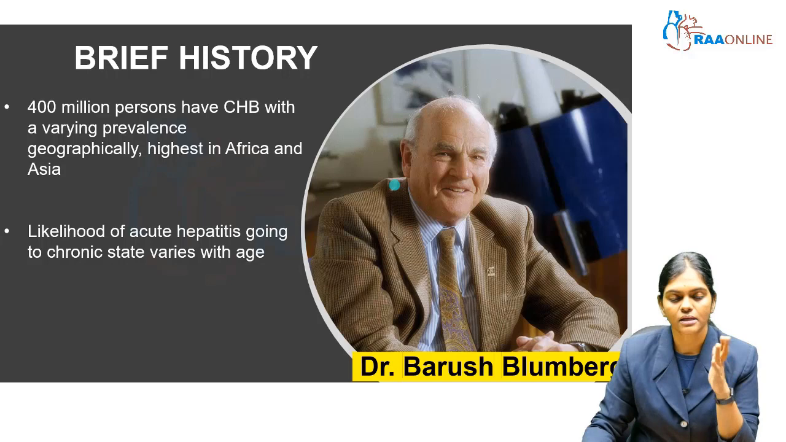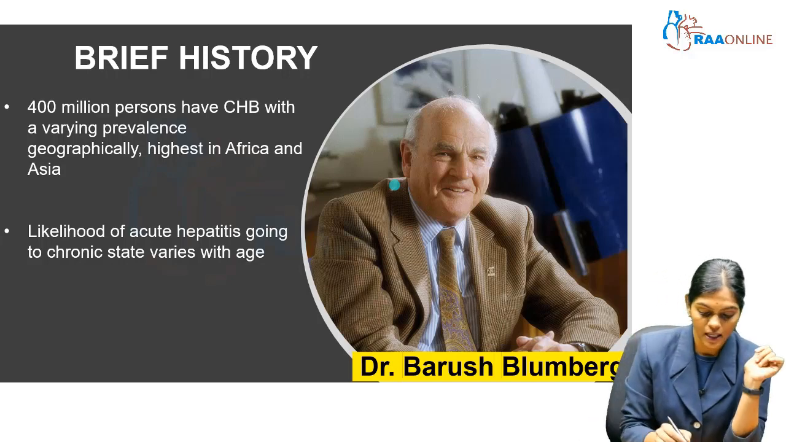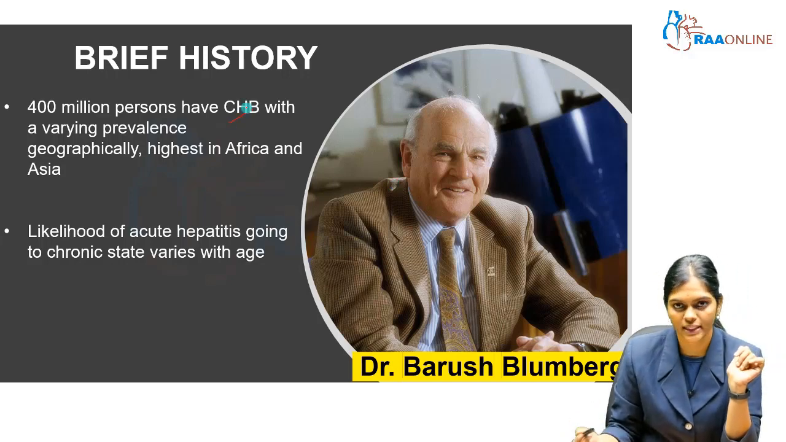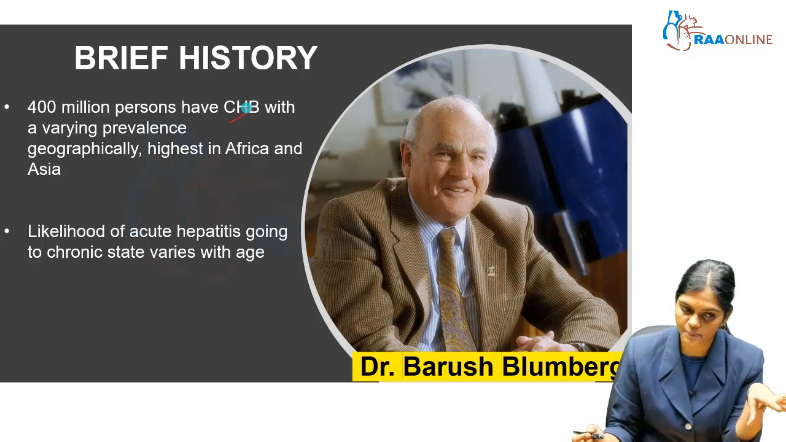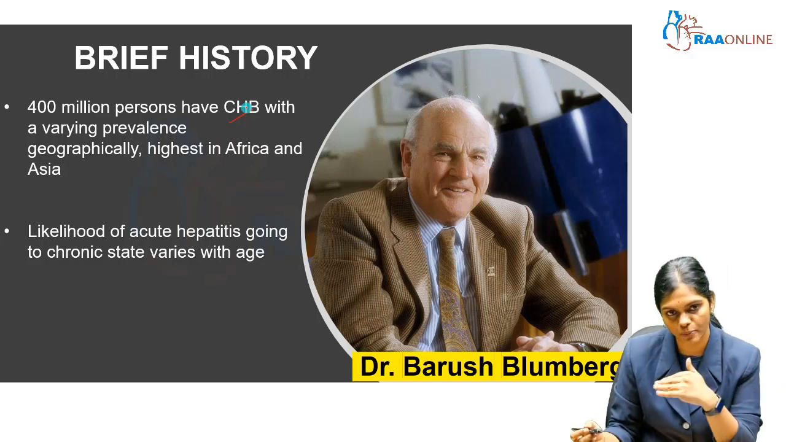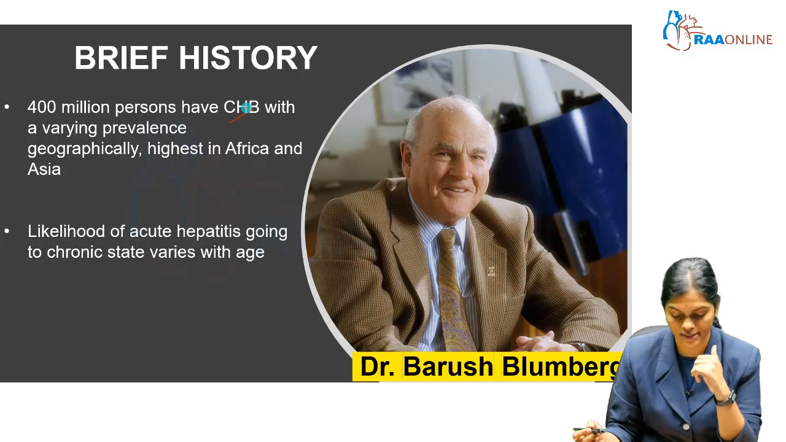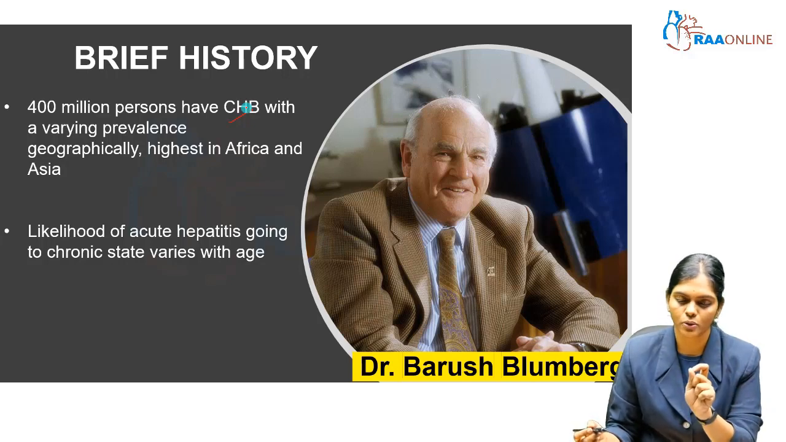Okay. And so 400 million people have chronic hepatitis B with a varying prevalence. And the likelihood of an acute hepatitis going to a chronic state varies with age. Actually, the younger the person has acute hepatitis, the more the propensity for the person to go into a chronic state. So that is why for vertical transmission, that is the transmission which occurs from mother to child, they directly go into a chronic hepatitis state without entering an acute hepatitis state.